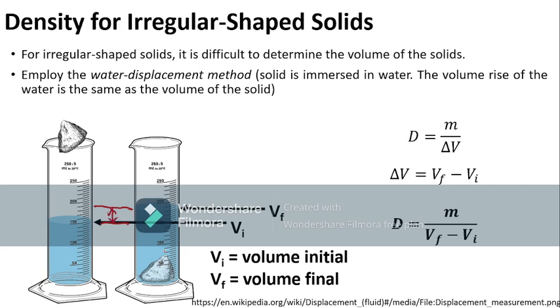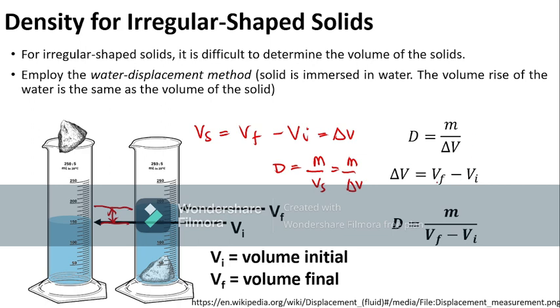That's what it occupies; it pushed the water upward. So, if we want to get the volume of the solid, it is equal to volume final minus volume initial, or delta V, the change in volume. So, the density of the irregularly shaped solid is equal to mass over volume of the solid, which is equal to mass over delta V.